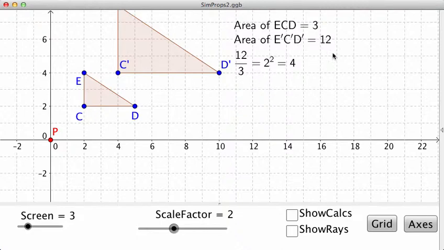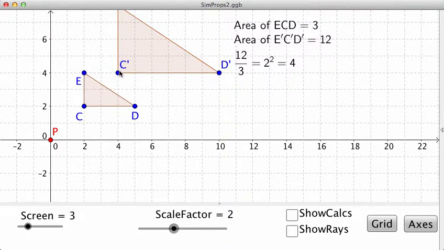Notice though that the areas, when we compare them, ECD has a height of 3 times 2 divided by 2, or 3. C prime D prime times C prime E prime, divided by 2, gives us the area of this larger triangle, but now we have 6 times 4 divided by 2, or 12. So the area of this dilated triangle is not twice the area of the original triangle, it's 4 times the area.